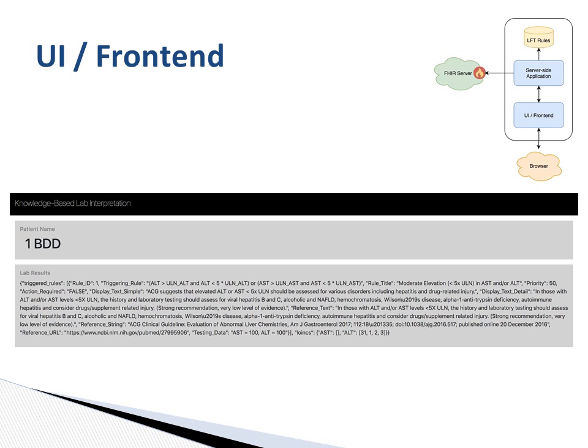Here we see results for patient 1BDD returned as a JSON object. And note that one of the liver function test rules was triggered based on data retrieved from the file server. Specifically, this patient has moderate elevation in AST and/or ALT and should be assessed for disorders like hepatitis and drug-related injury. There is also a link to a PubMed article with supporting documentation for this reasoning.